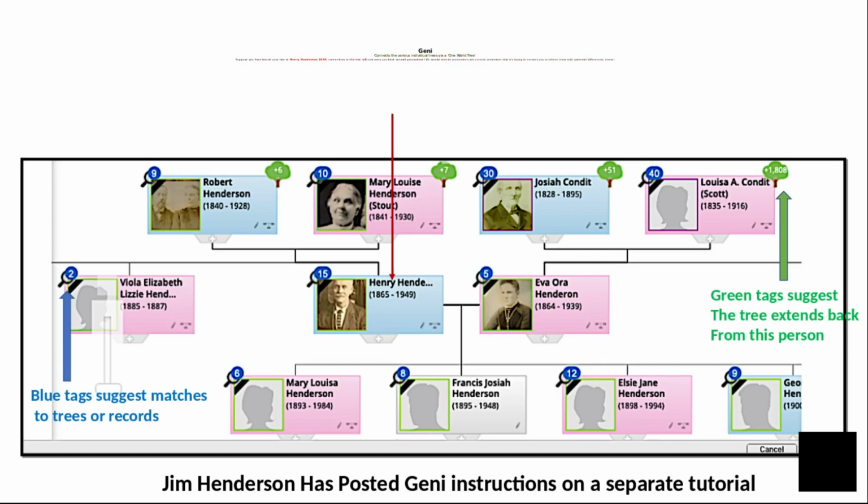You notice on the top of each square there's a little blue tag. That tag suggests to you that there might be other matches to that person, either through another tree or through some records. You see the little green tree on the top right of some of the squares. That tells you that that person connects to a bunch of ancestors, those numbers of people beyond what's shown on this screen. If you're interested in Genie, Jim Henderson is putting together a tutorial specifically for Genie.